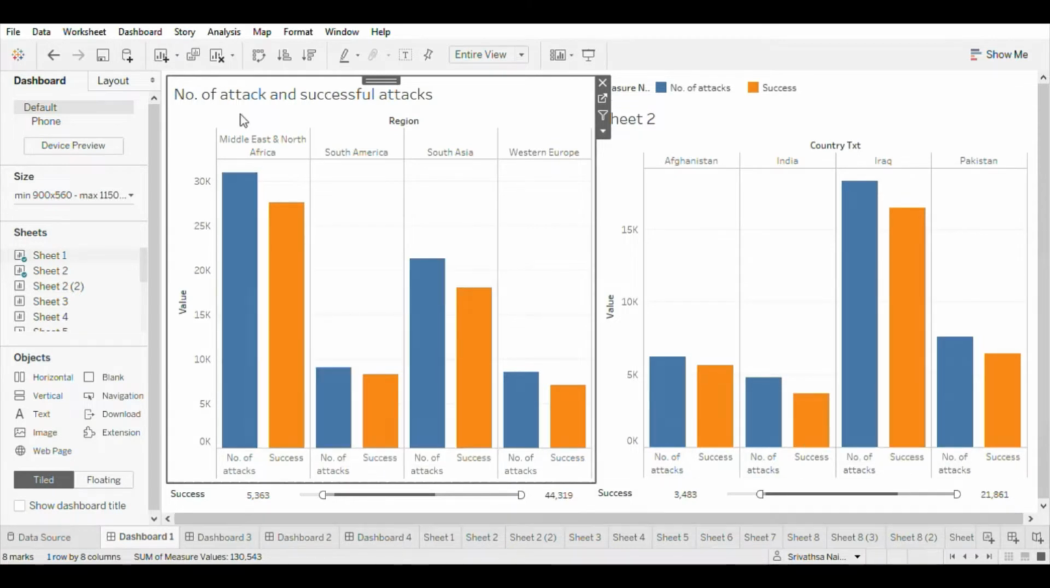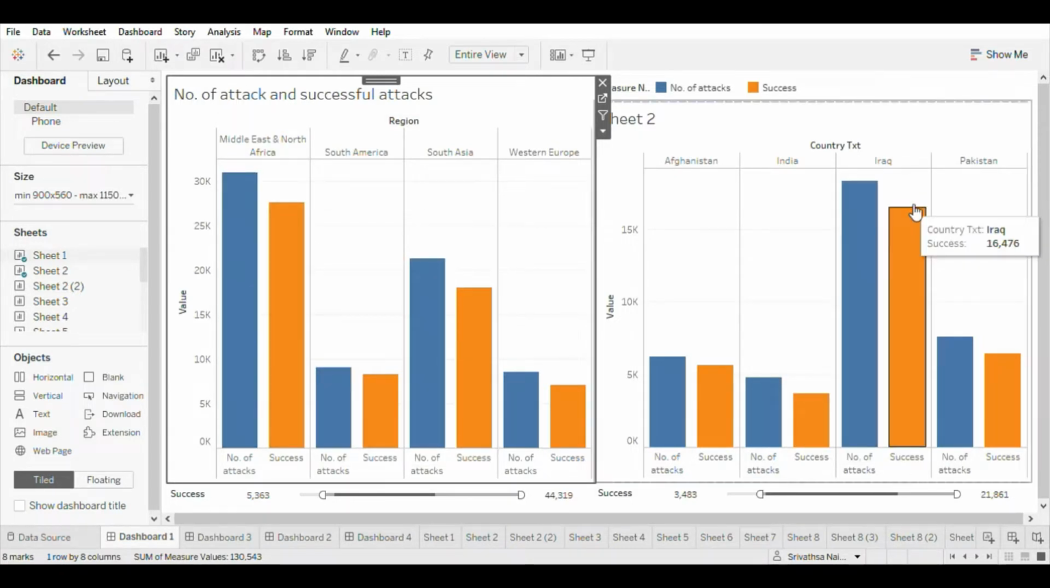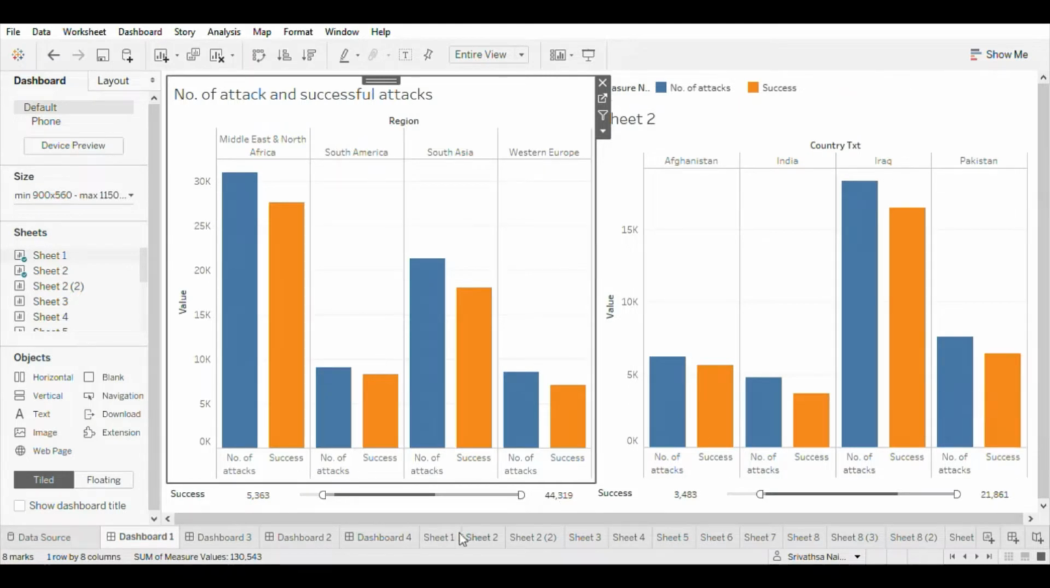Okay, so that was the first visualization from which we can make out that Iraq is the most affected country, Pakistan stands at number 2, and India stands at number 4. Let's go to the next dashboard.